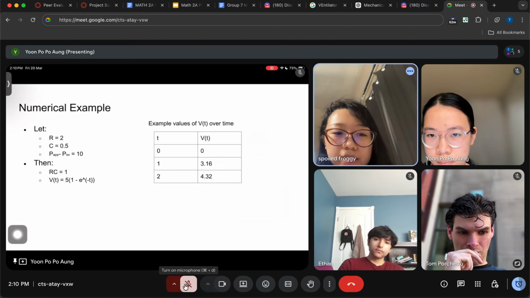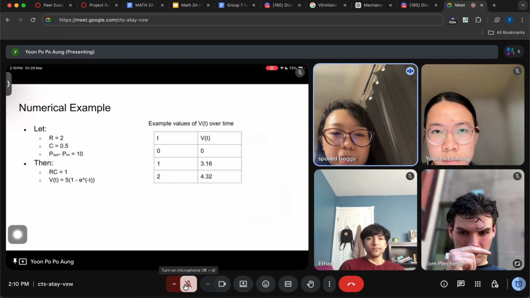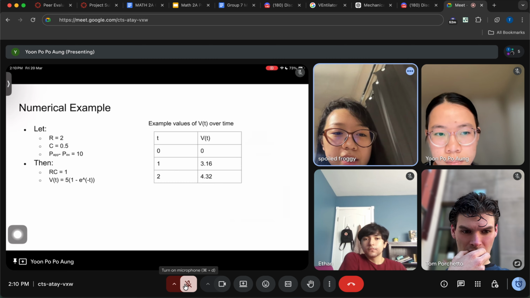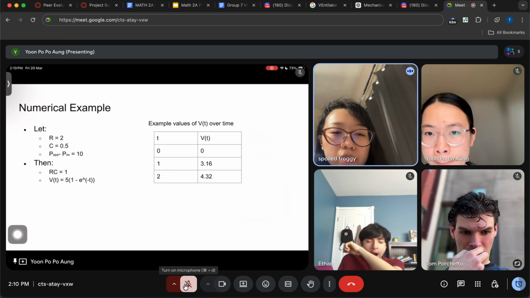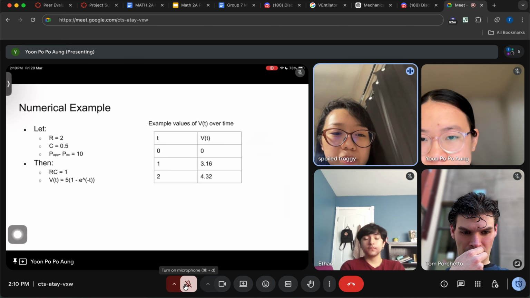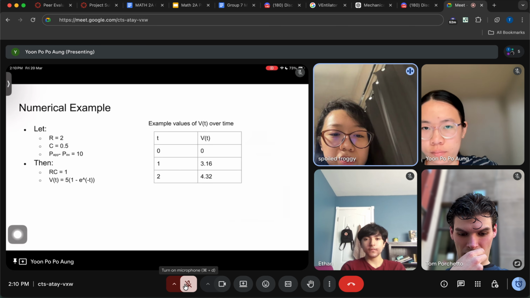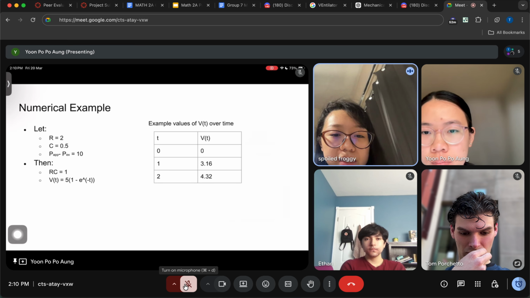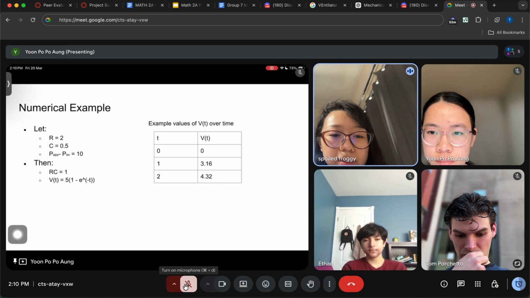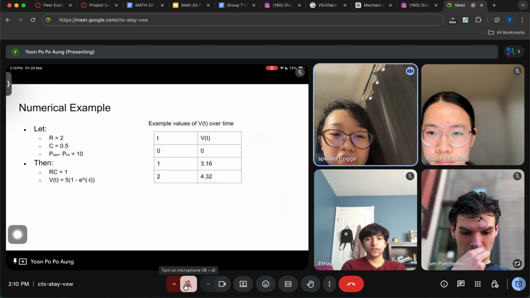Next page. Here is the numerical example to make this model more concrete. We set R equal to 2, C equal to 0.5, and the pressure difference equal to 10. This gives us RC equal to 1, and the equation becomes V of t equals 5 times 1 minus e to the negative t. From the table, we can see that at time 0, the volume is 0.